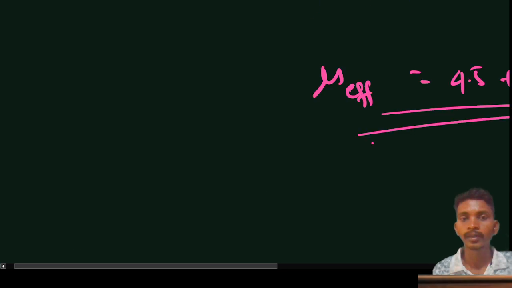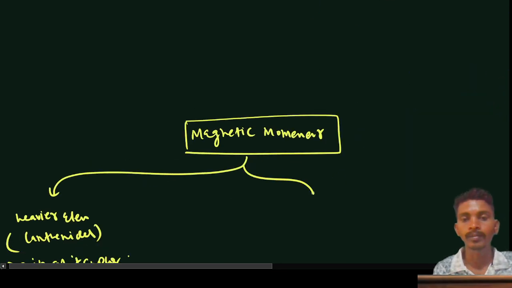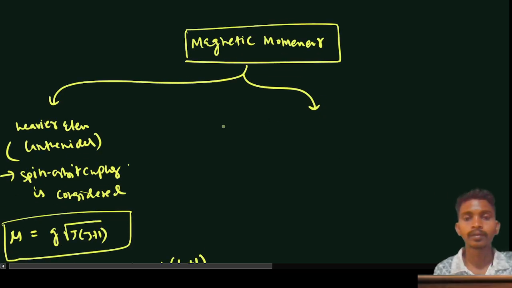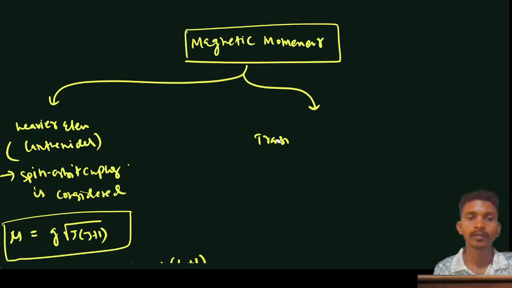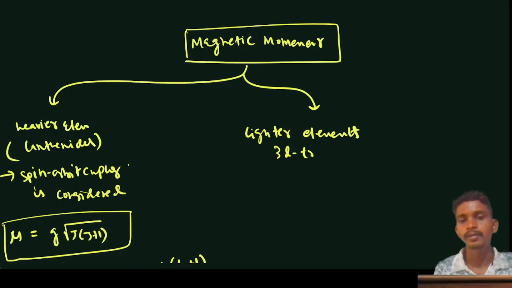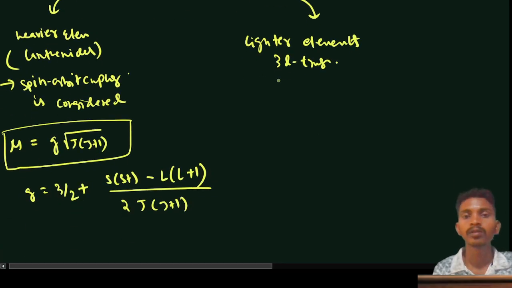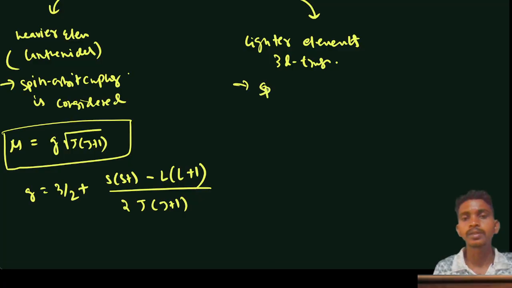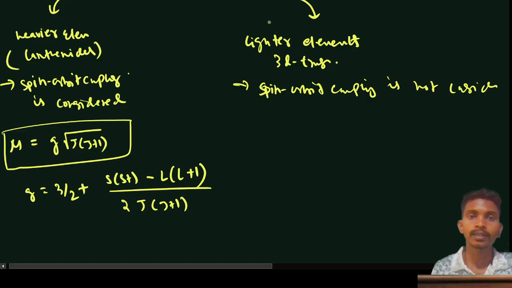And now if it is transition metal complexes, that is lighter elements, that is 3d transition metal complexes, here spin orbit coupling is not considered, and here two cases are there.